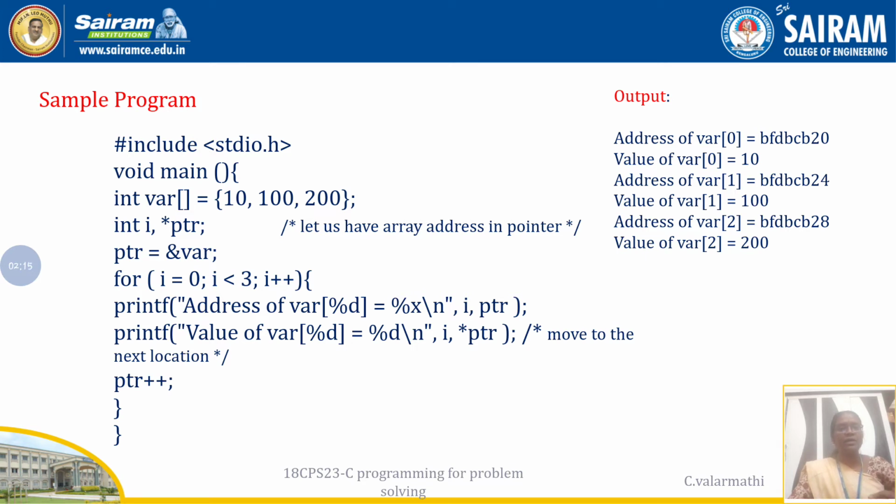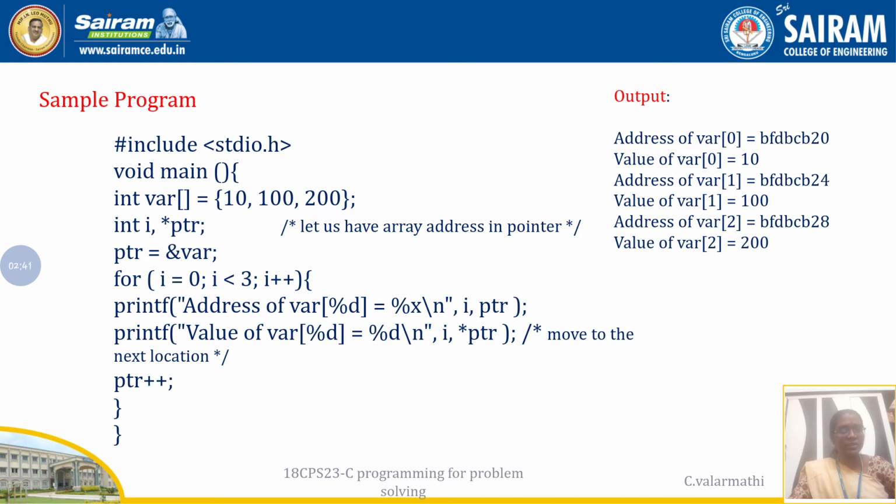Then printf. For better understanding I am using 2 printf statements, because we need to know where the address of that variable is stored and what is the exact value of the variable. We have confusions: ptr means the address of that variable, star ptr is the value. So we need to show the difference. That is why I am using 2 printf statements.